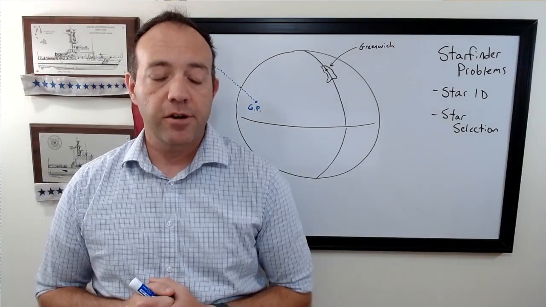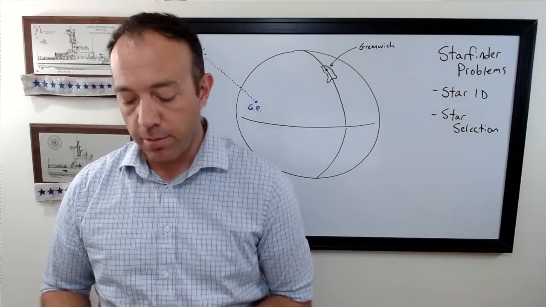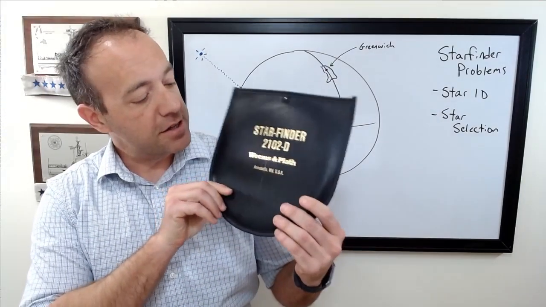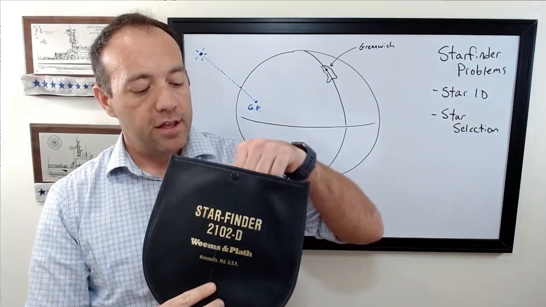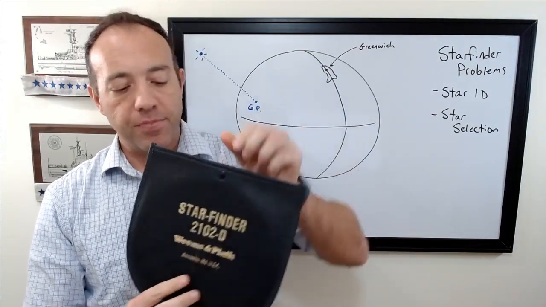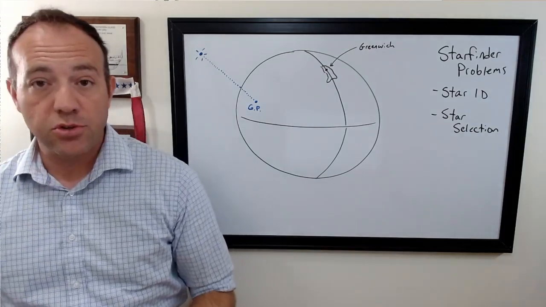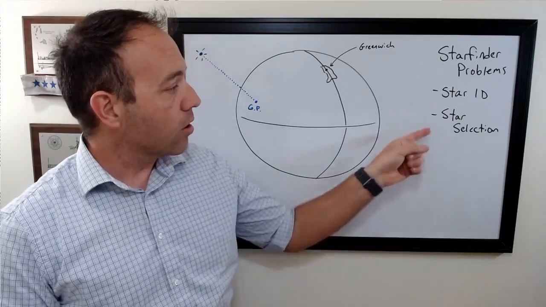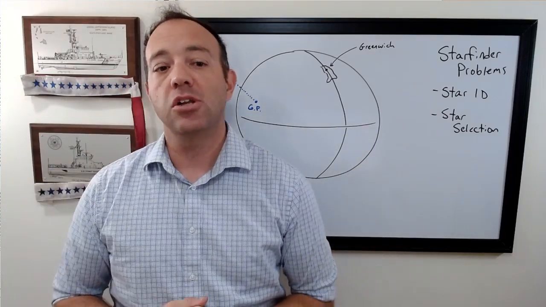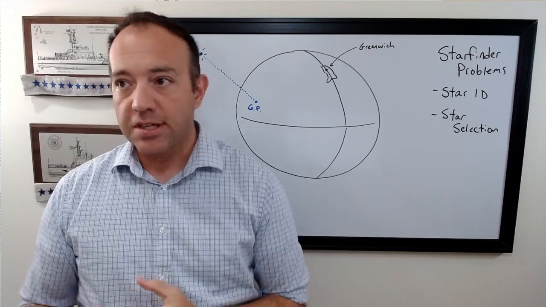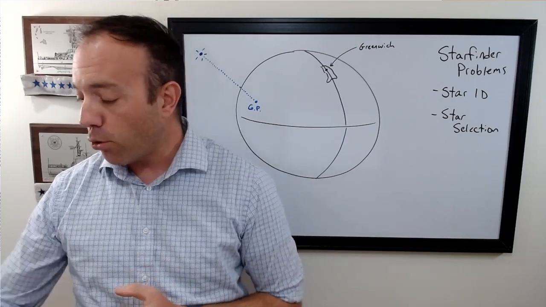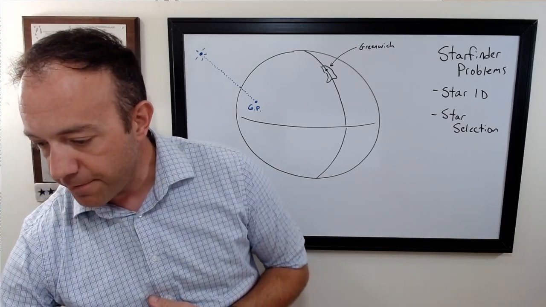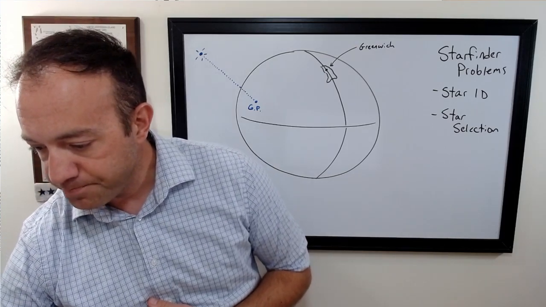Chris from Practical Navigator. We're going to talk tonight about Starfinder problems. So what I mean with Starfinder is this guy right here. It's from Weems and Plath. It's a Starfinder. It's got all kinds of good stuff inside of it. And we're going to use it to either identify a star that we see and we're not sure what it is, or select some stars that we can use to navigate by. Right? And there's just a couple of little things we need to learn about before we use the Starfinder. But let's take a look at it and just see what kind of stuff we have to deal with.